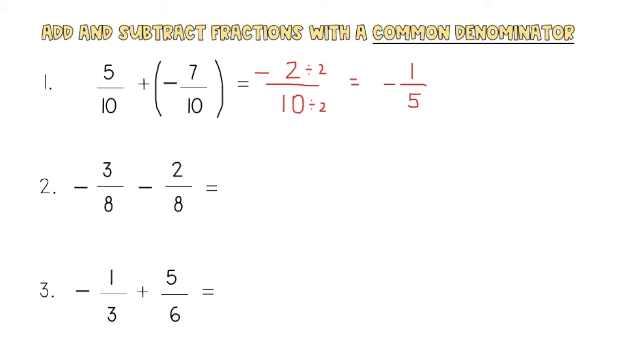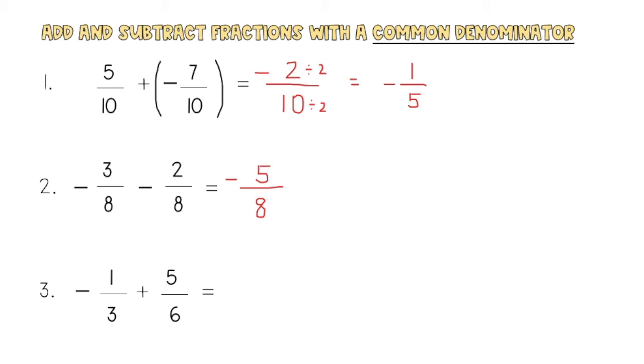Let's look at number 2. Negative 3 over 8 minus 2 over 8. Again, I have a common denominator, so I can write that my answer will have a denominator of 8. And here I see that I have the same signs. So I have a negative 3 minus 2. So we are going further in the negative direction. So my answer is going to be 5, and we want to keep the sign the same, so I'm going to put a negative in front. So my answer is negative 5 over 8.